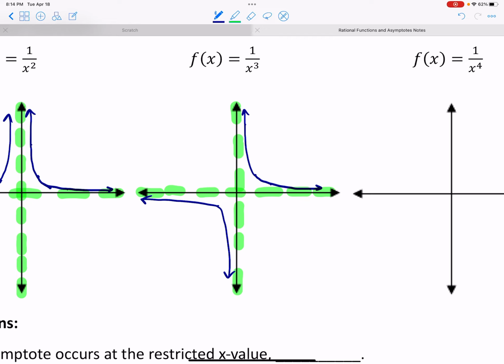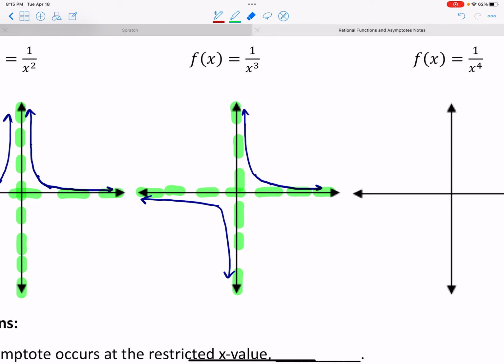and as x approaches 0, the vertical asymptote, from this direction, we would say as x approaches 0 from the right side, the y values go up toward infinity, and then from the left side, as we approach 0, the y values go down toward negative infinity. Again, behavior you will talk about when you go to calculus.